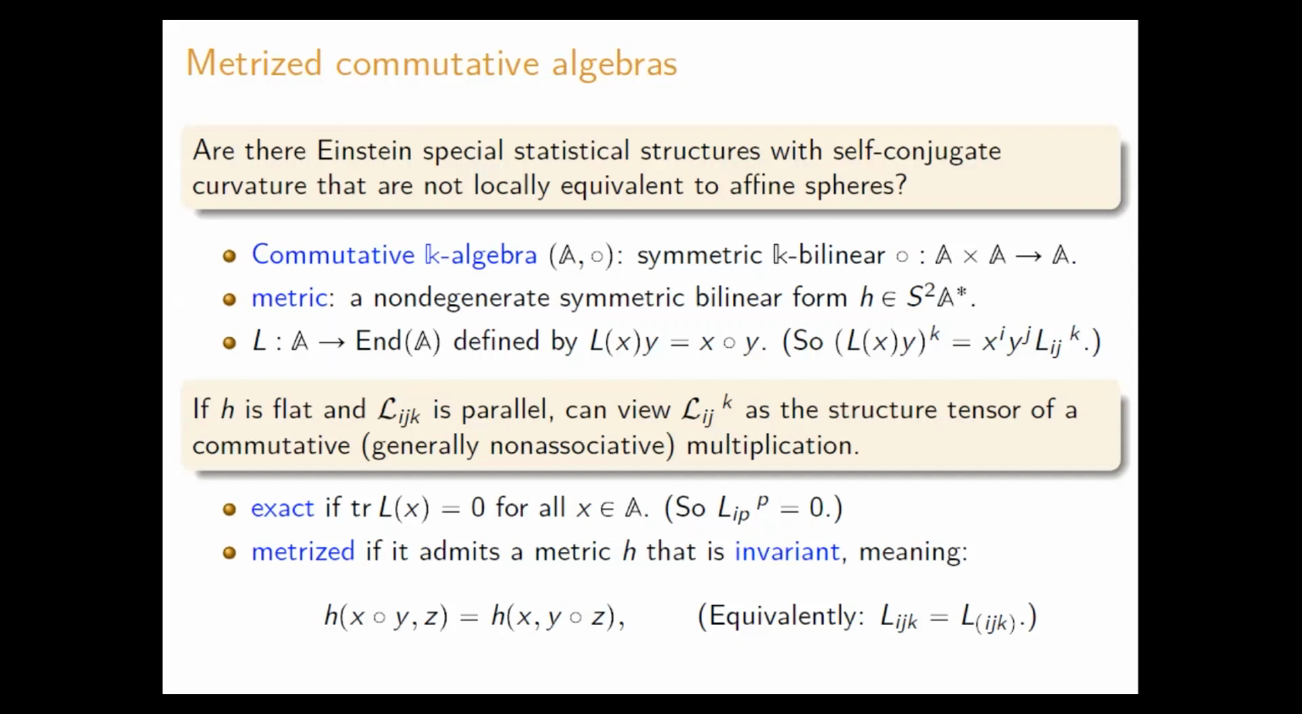And I'm going to call the algebra metrized if this trilinear form constructed from the multiplication and the metric is completely symmetric, which corresponds to this condition on the structure tensor. So you should think of this as like the invariance of the Killing form on a Lie algebra. It's the analog for commutative algebras. And this is the analog for commutative algebras of the unimodularity of a Lie algebra.